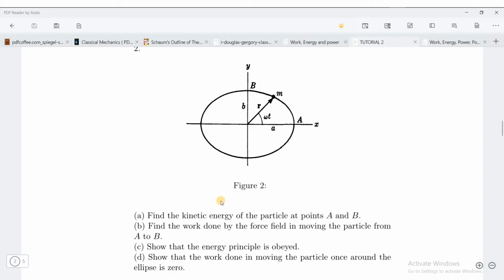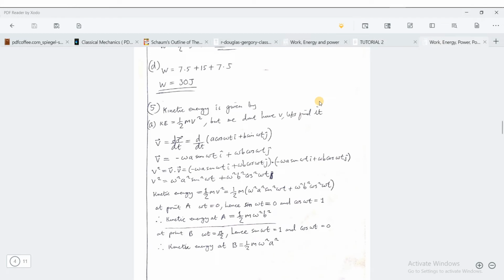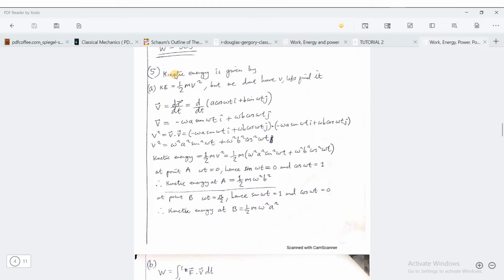Alright, so let's get to work now and find the kinetic energy at points A and B. Let's solve for part A. So now look at how question 5 has been solved. Kinetic energy is given by half mv squared, but we don't know v. Remember, this v here is a scalar, because energy is a scalar. So since we don't know what v is, we have to find it.